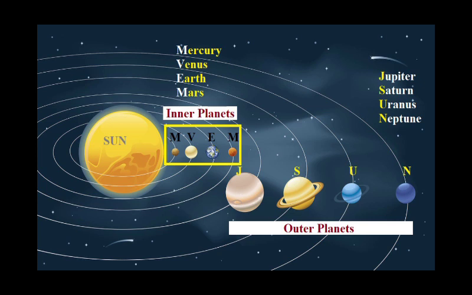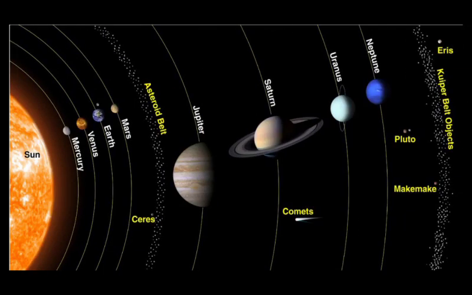So in between the Mars and Jupiter, the fourth and fifth planet, there is an asteroid belt, right? So it's an area which has large number of asteroids. Just like other planets, they are also circling or revolving around the sun. So this belt actually acts as a boundary between inner planets and outer planets, right?